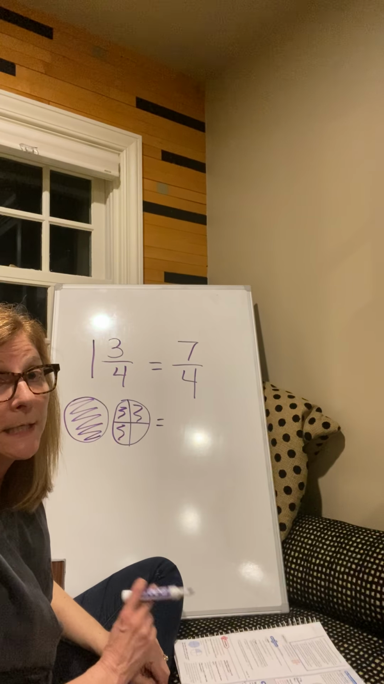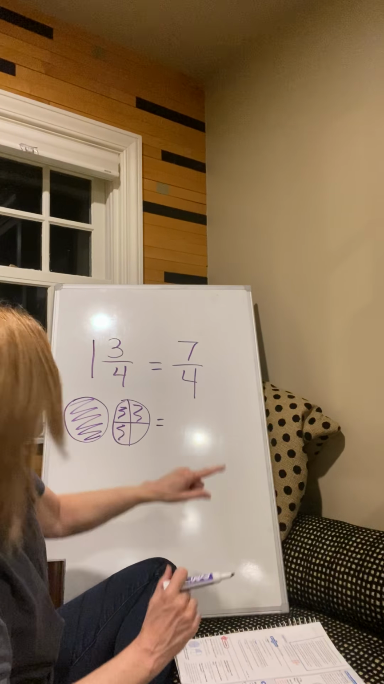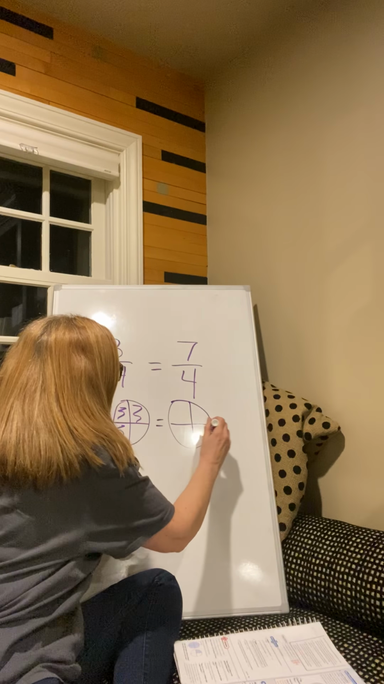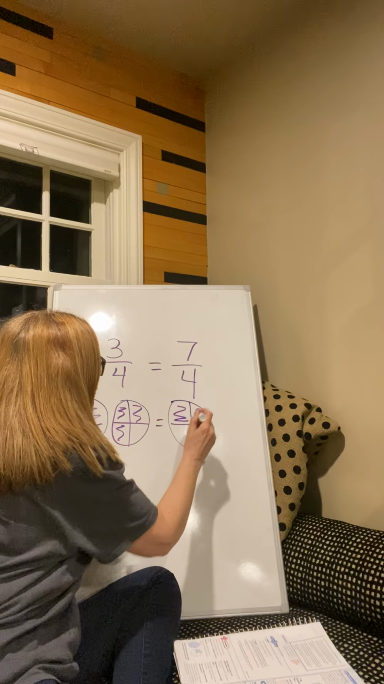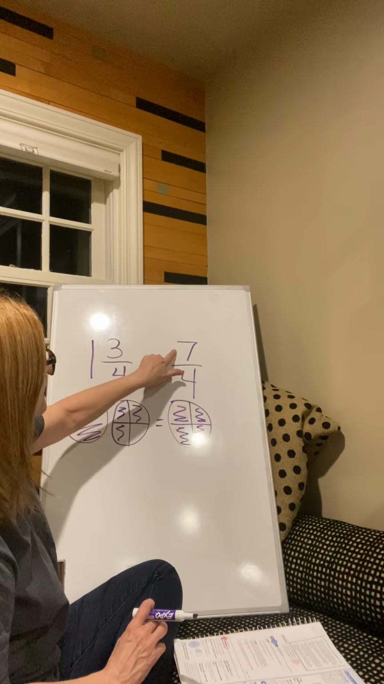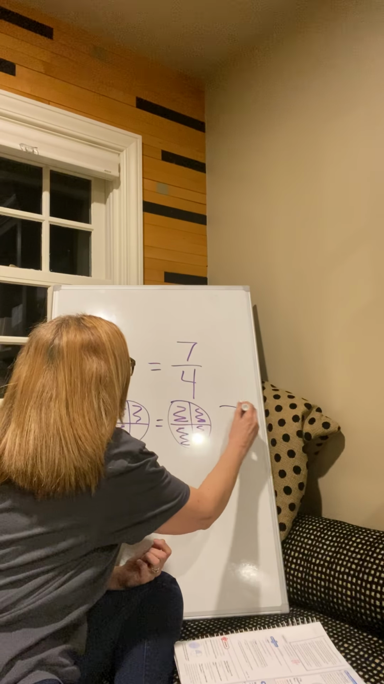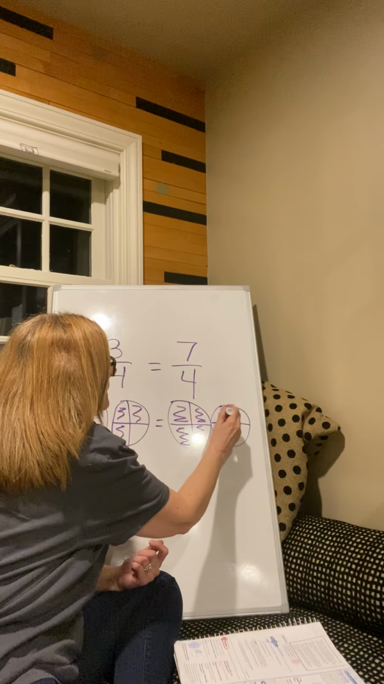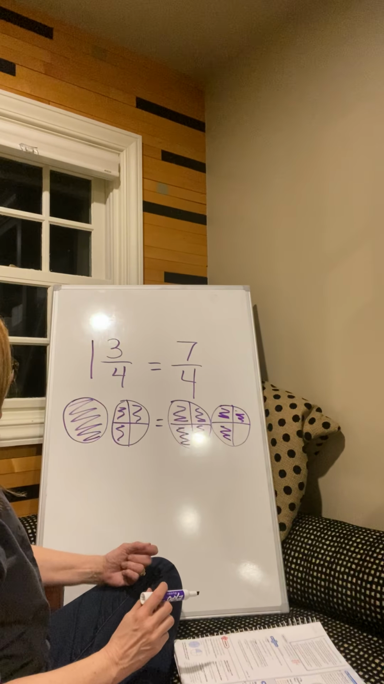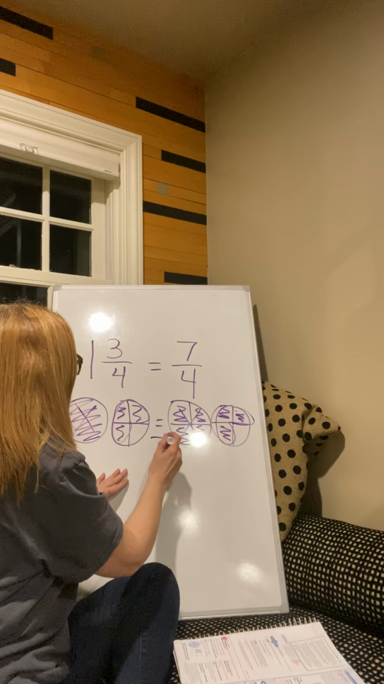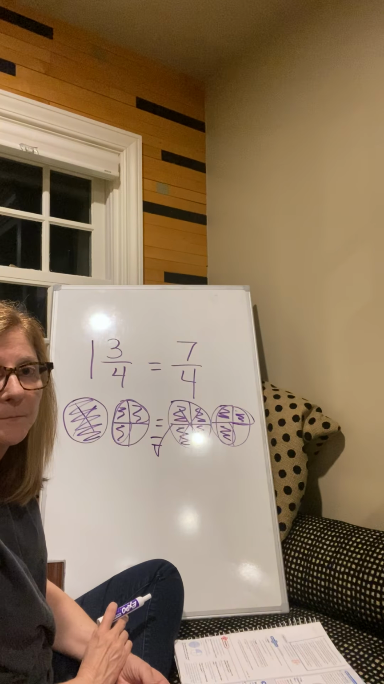That leaves me with this side, 7/4. So I know I'm going to need a circle divided into 4 pieces because that's my denominator. So here's 4 pieces. 1, 2, 3, 4. That's not enough because I need 7. So I'm going to draw another one. Divide it into 4 pieces. 5, 6, 7. Do they equal? Whole, whole, 3/4, 3/4. They indeed check.